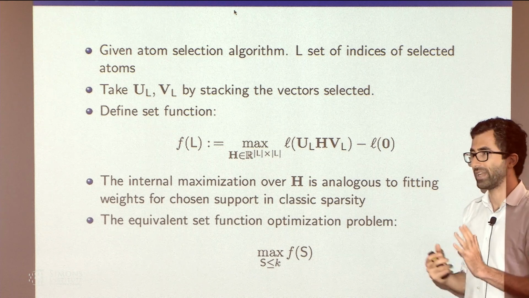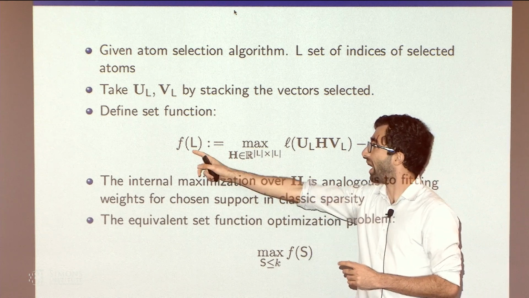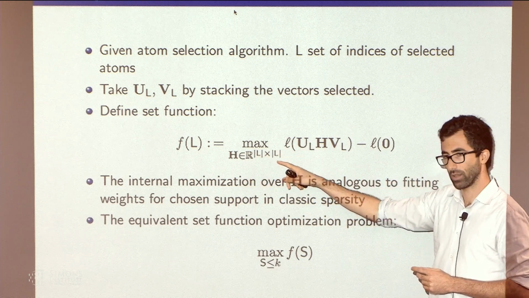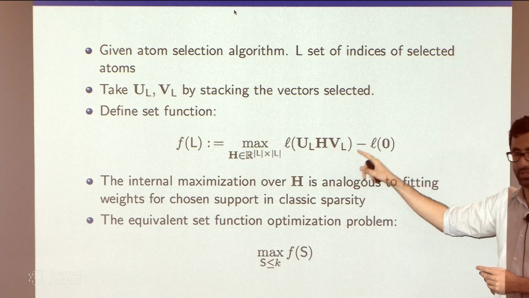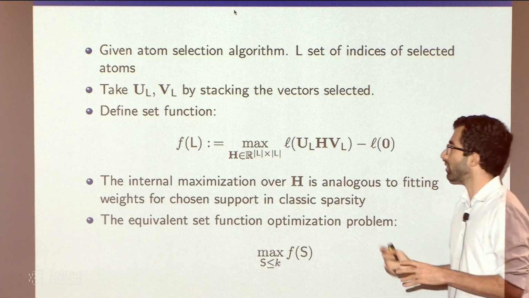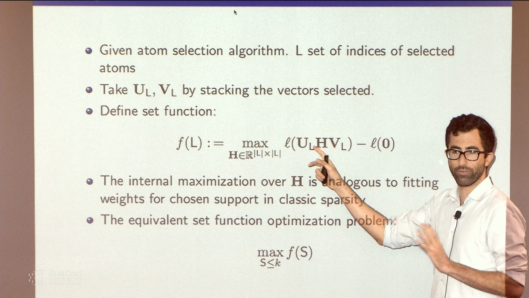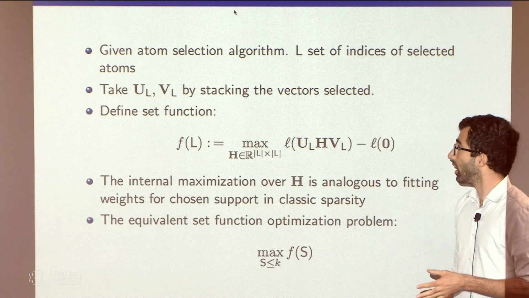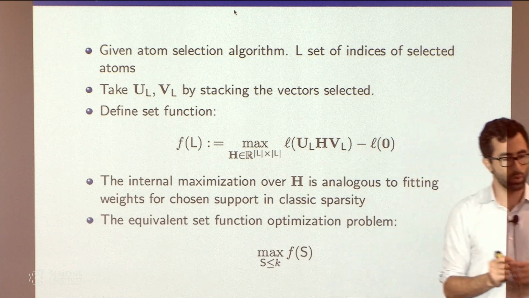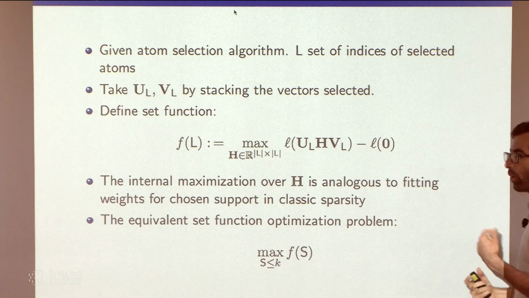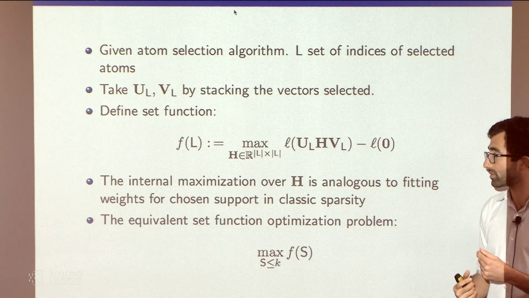And then with that, we can define a set function. We define the set function f of L equal to the max over this matrix H, which is L by L, of the objective at U sub L, H, V sub L, minus the objective at 0. Once we've specified the row space and the column space, it's a much easier problem. If the objective were concave, then this is an easy problem to optimize over. Thinking of a special case like sparsity, maximizing over H would be like in sparse optimization if I selected an appropriate subset of indices and only optimized on those weights.